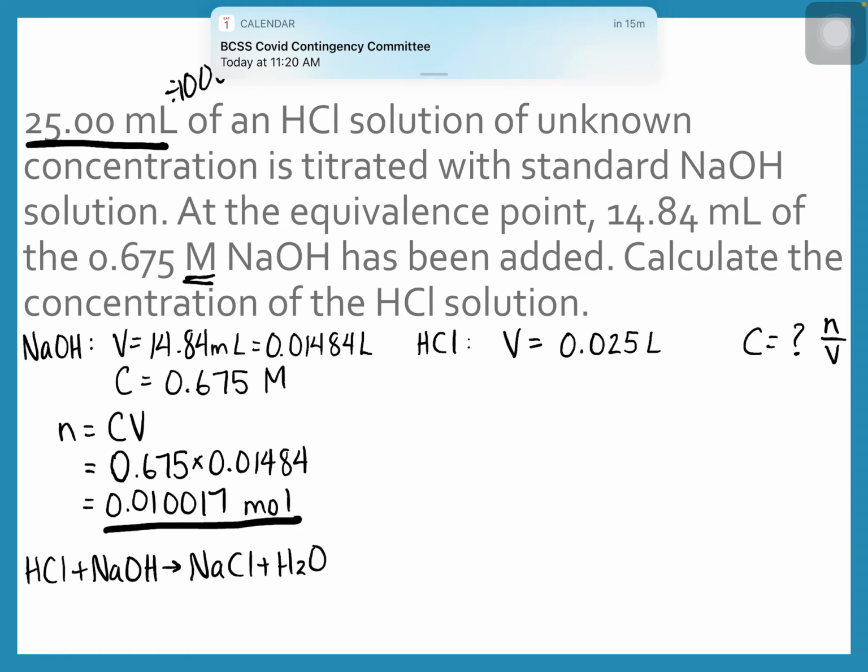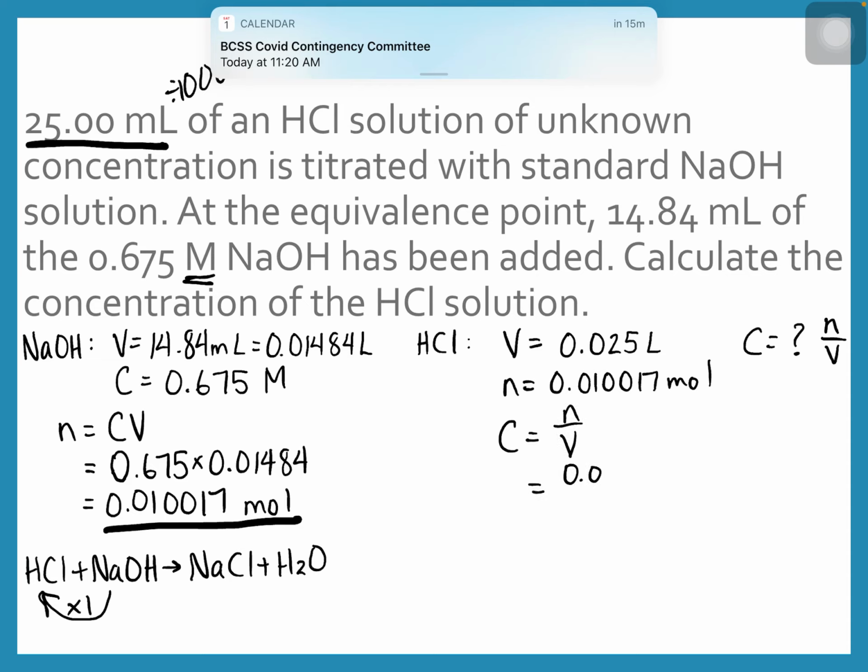So if I have 0.010017 moles of sodium hydroxide, that is also my number of moles of hydrochloric acid. So to go from my number of moles of sodium hydroxide to hydrochloric acid, it's exactly the same, so just multiplied by 1. So here now I can calculate my concentration for hydrochloric acid.